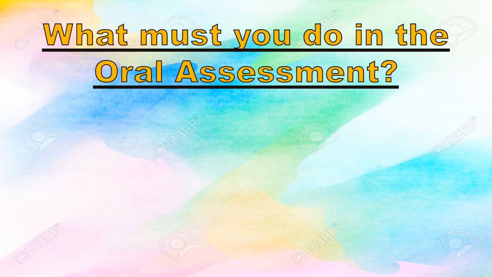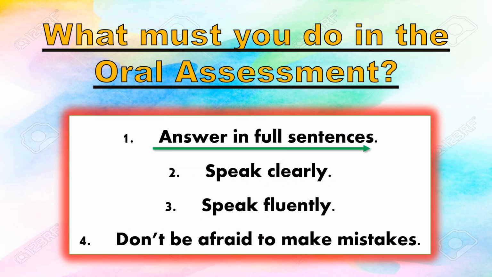And the last thing today, guys, what must you do in the oral assessment? Number 1, answer in full sentences. If your teacher asks you, what is your favorite animal? You say, cat. No, it's okay. You answered the question, but you can say more. Let's try one more time. What is your favorite animal? Oh, my favorite animal. I have so many favorite animals, but the animal I really like is my cat, Bob. I like my cat Bob because he is very cute. Wow, that's a very, very good sentence.